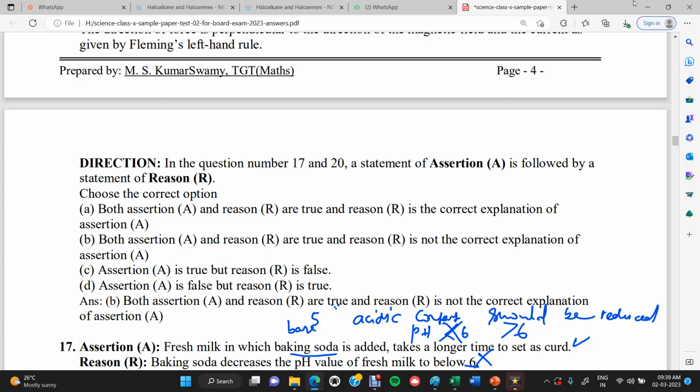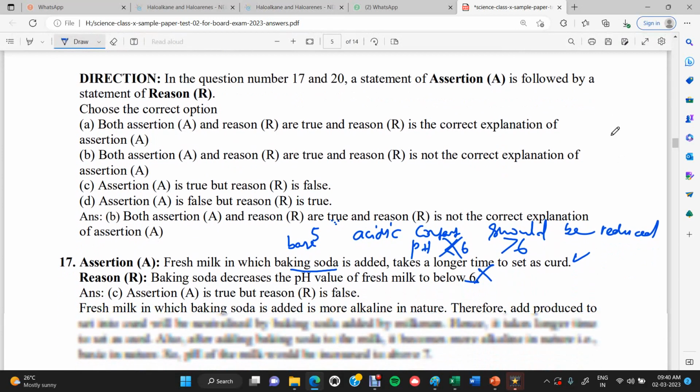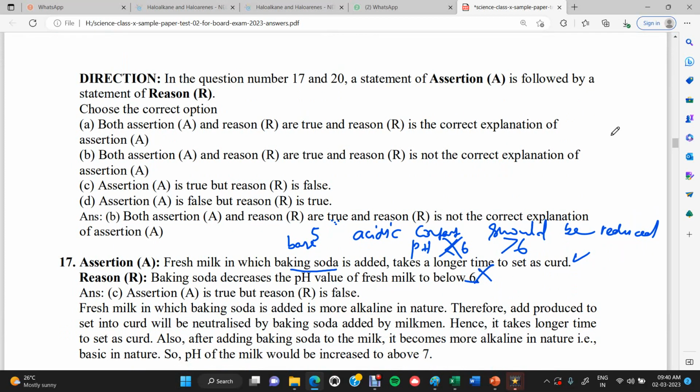Okay. So the answer is, yes, the same thing. Assertion A is true, but reason R is false. Fresh milk in which baking soda is added is more alkaline in nature. Alkaline, that's what I said, base. Alkaline and base are the same.